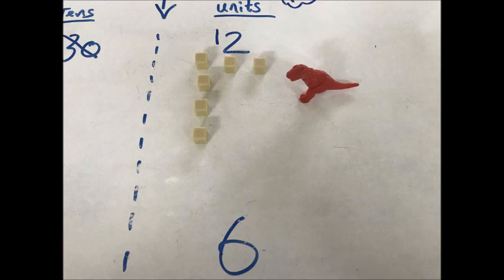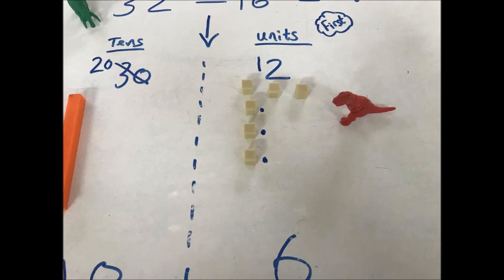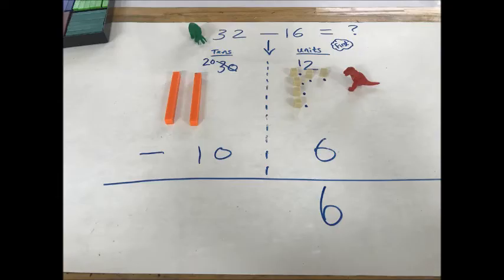Now, count up how many there are left. 1, 2, 3, 4, 5, 6. There are 6 units left. We can now put that number into our answer line at the bottom. Don't worry, Molly, we haven't forgotten about you. Now that we have helped Rory figure out how to subtract his units, we can move to the tens column.